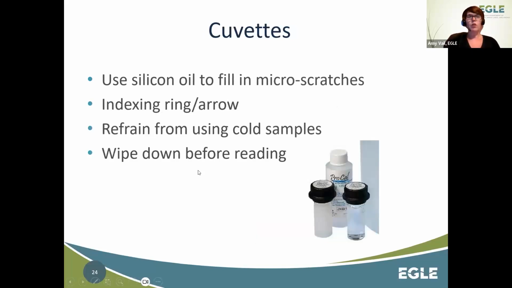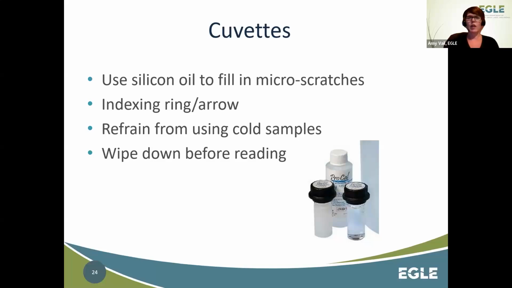Some things to note with the cuvette is, again, like with our colorimeters, these can get scratches in them. So there's a silicone oil that you can use that will fill them in, so you don't have the scratches. You want to wipe them down before you put them in so there are no fingerprints. Cold samples can give you incorrect readings because there could be condensation, and that condensation could make the light path veer off.